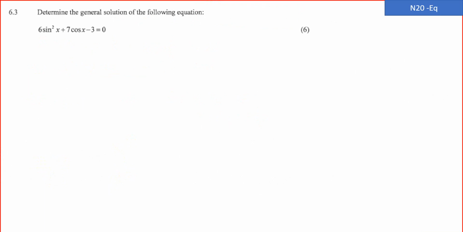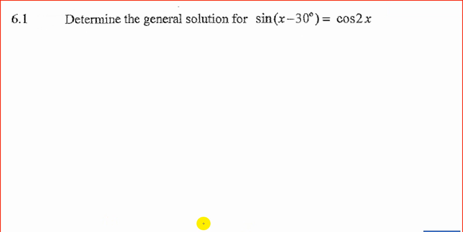Our next question is coming from November 20, actually, let's go to November 2017. We'll return to the other question because there's a different trick that I want to zone in on. It says, determine the general solution for sine of x minus 30 is equal to cos 2x. So if we write that down, sine of x minus 30 is equal to cos 2x.